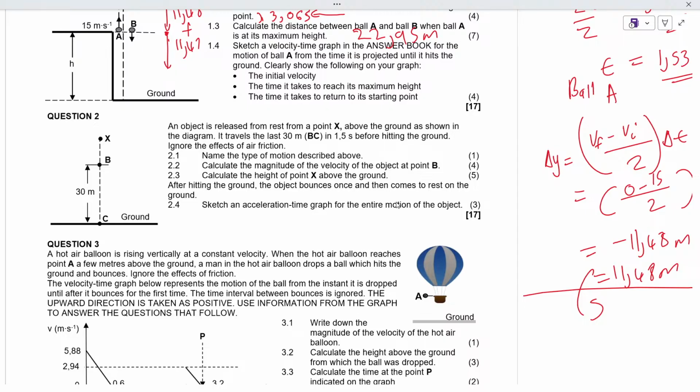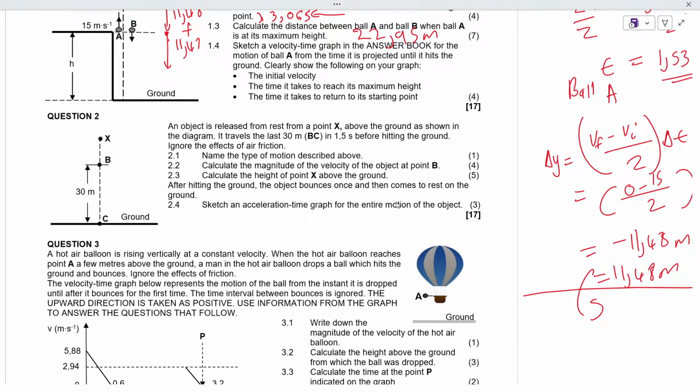So, we are told here that an object is released from a point X above the ground, as shown in this diagram, and travels 30 meters BC, that is, in 1.5 seconds before hitting the ground. Ignore the effects of air friction. So we are told the distance it moves past that point is 30 meters. It is released from rest at X. I was just trying to understand that.